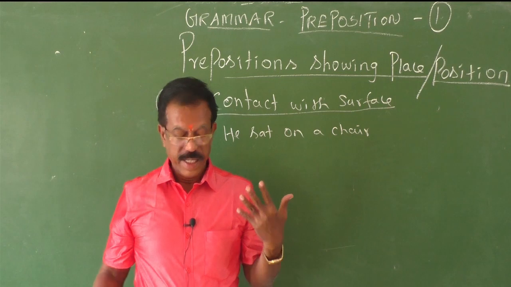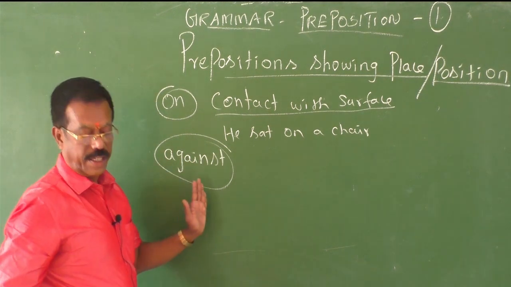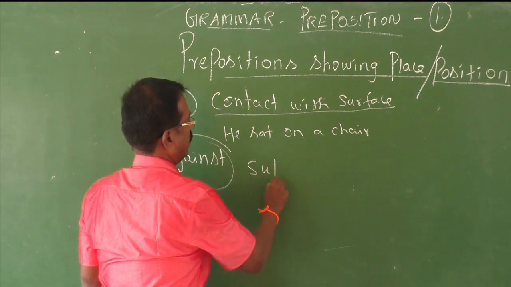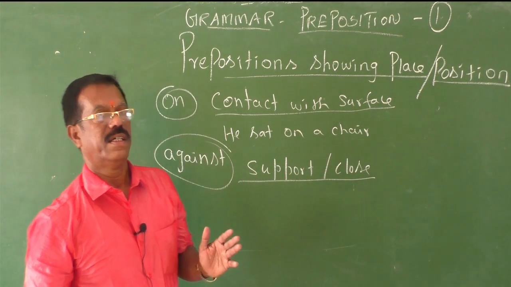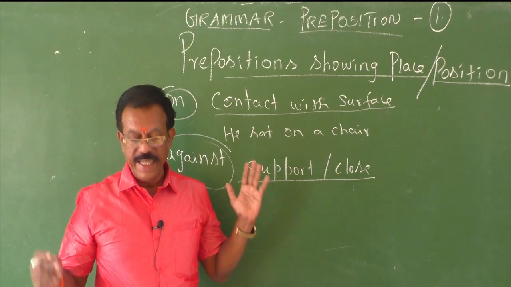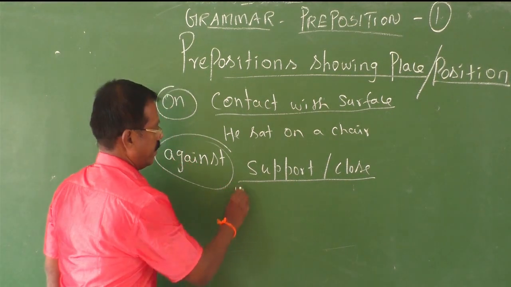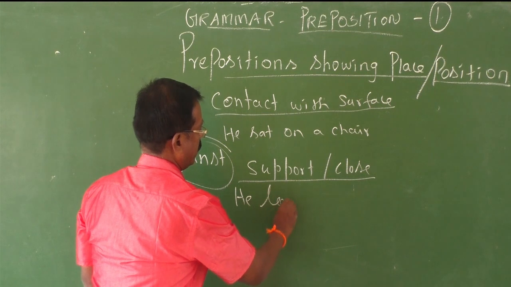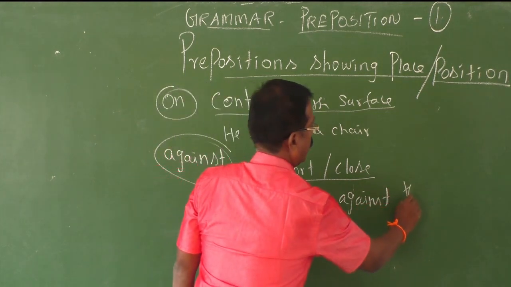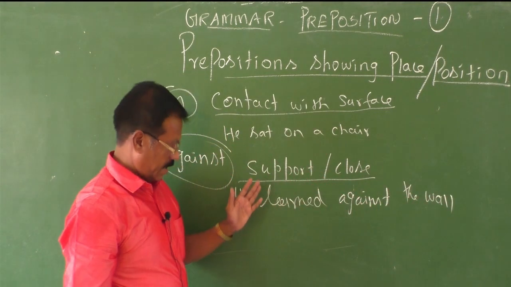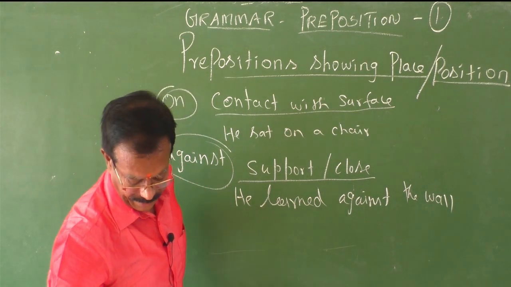Then against, the preposition against. Where can we use this preposition? For support or close proximity. So in that sense, you can use this preposition against. He leaned against the wall. Suppose you stand like this, he leaned against the wall. So there is a support or close proximity. There you can use this preposition against. Okay, then next.